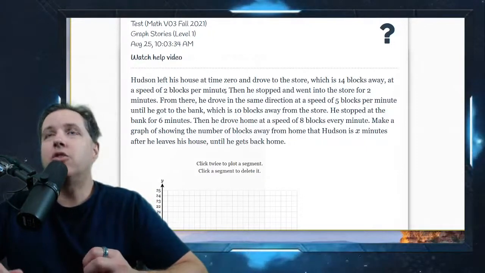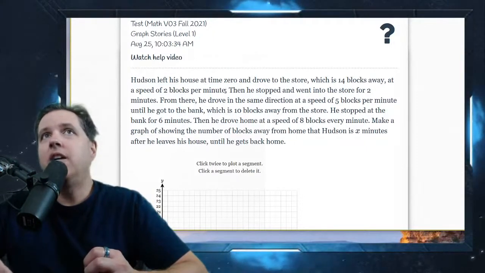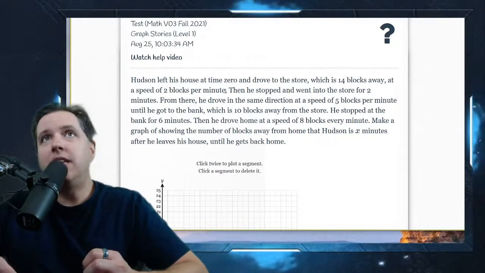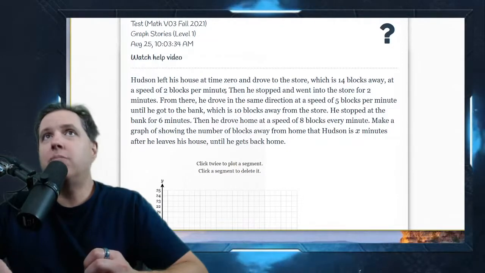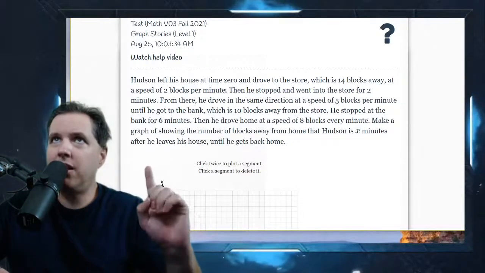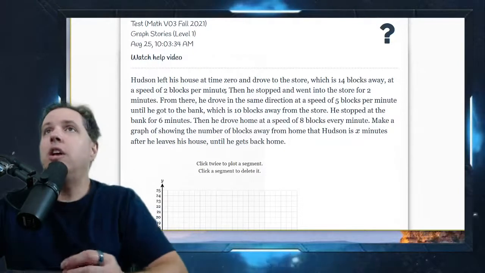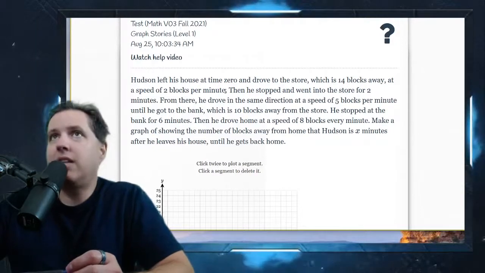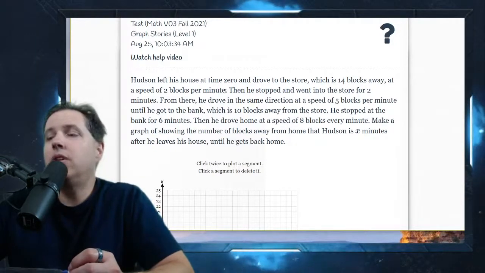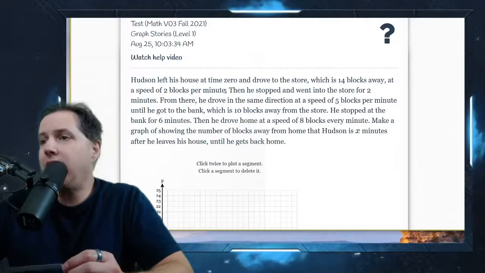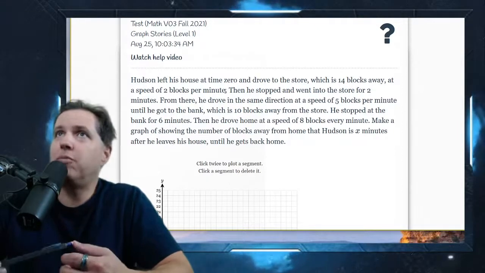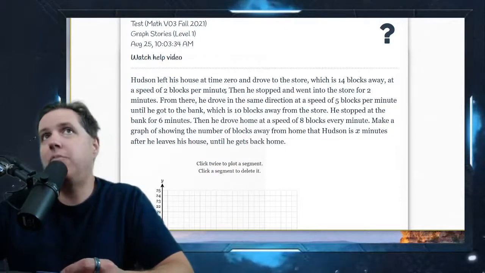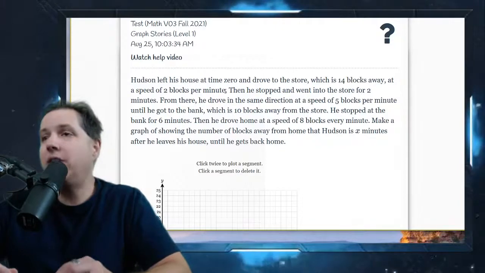So what do we know? The store is 14 blocks away. Hudson is moving. It says it's a him, right? So Hudson's a him. He's moving away at a speed of 2 blocks per minute. Okay, I've got to keep in mind 2 blocks per minute, 14 blocks. So if I'm going to cover 14 blocks at 2 blocks per minute, how long is that going to take me? Well, we've got that equation, distance equals rate times time. Our rate is 2 blocks per minute. Our distance is 14 blocks. So if you solve for t, 14 divided by 2 is 7. It's going to take 7 minutes to get there.